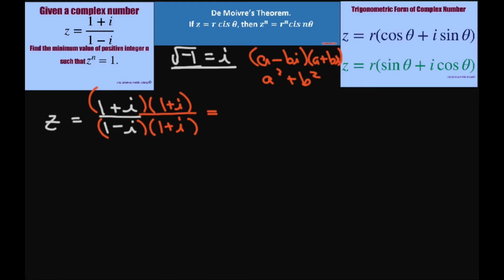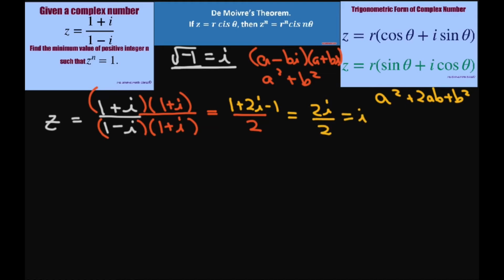1 plus 1 is 2. So we're going to have 2 here. All right, now for the numerator, this is going to be a squared plus 2ab plus b squared. So that's going to be 1 plus 2i plus i squared, which is minus 1. Now, simplifying this gives me 2i divided by 2, which equals i.